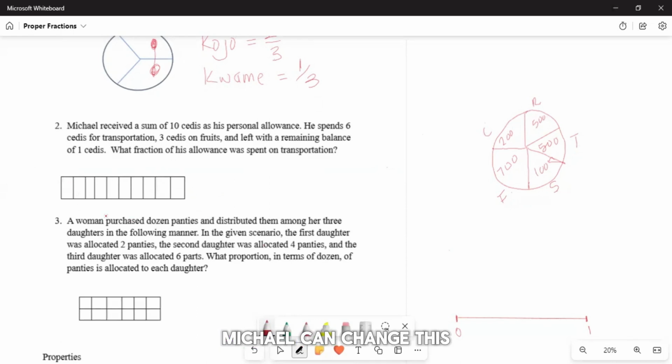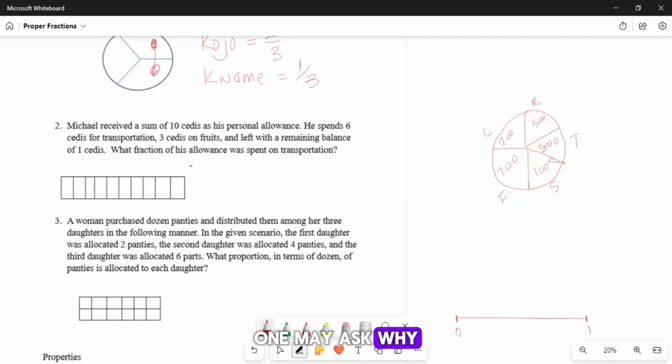Michael can change this 10 cedis into 1 cedis and get 10 of the 1 cedis. And this 10 of the 1 cedi is the same as the 10 cedis, which is the whole we are talking about. So the divisions are the 1 cedis, 10 of them, which is equivalent to the 10 cedis. And that is the whole money he possessed.